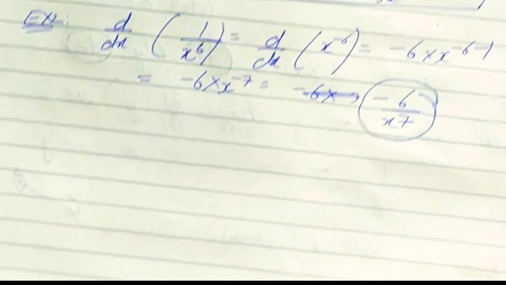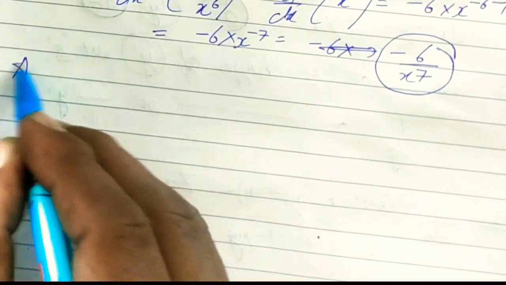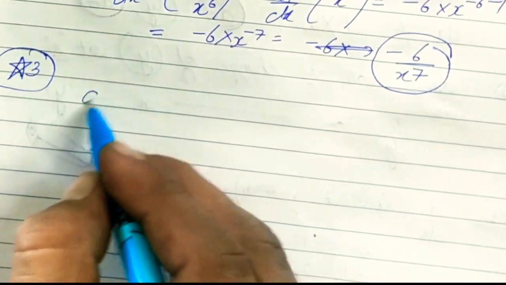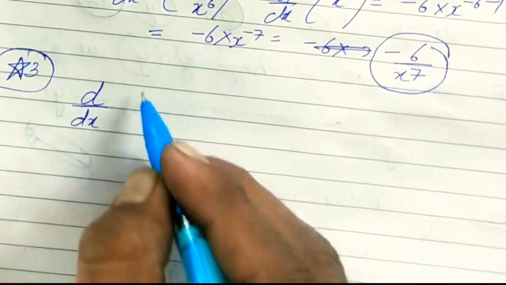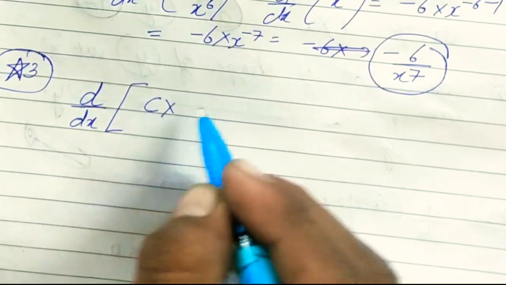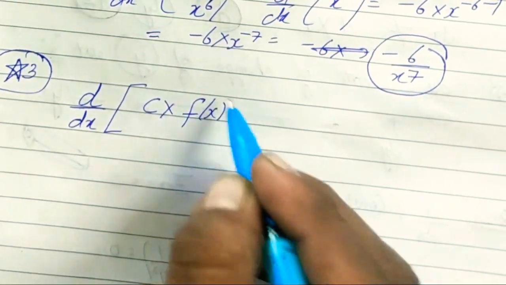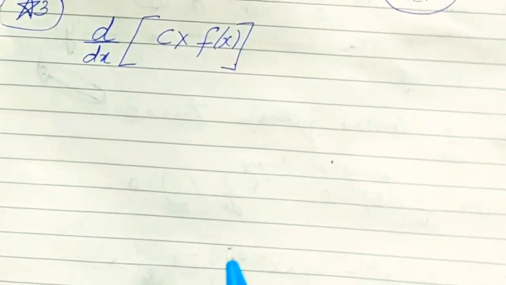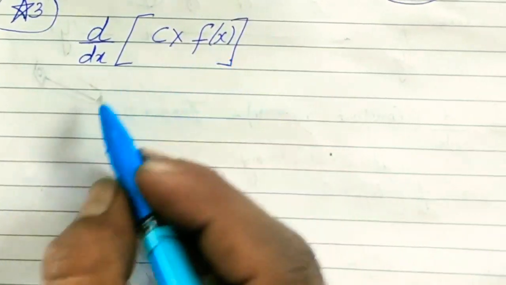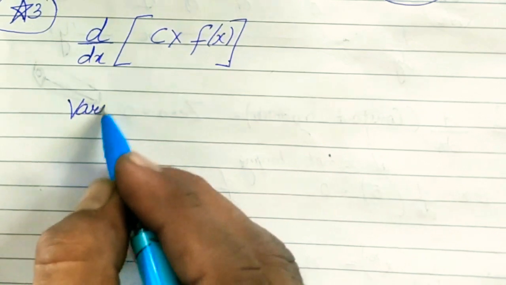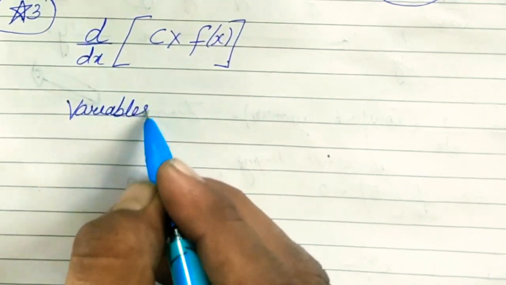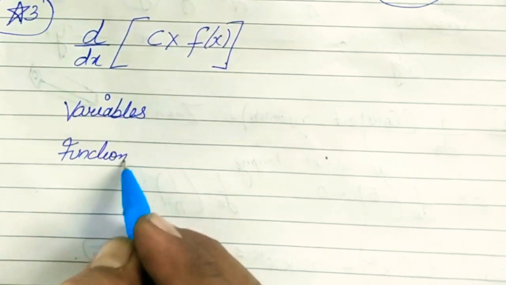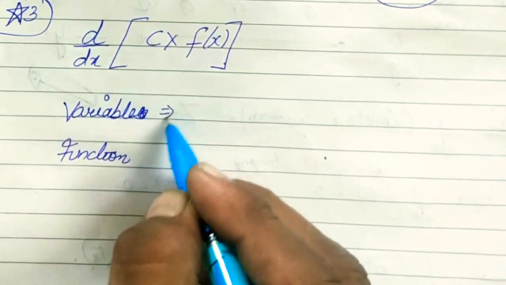Now this is the formula number second. Now the third formula says, if we are differentiating and a constant is multiplied with a function of x. Let's first understand the difference between function and variable. There are two quantities. First is variables, second is functions. Variable is what?